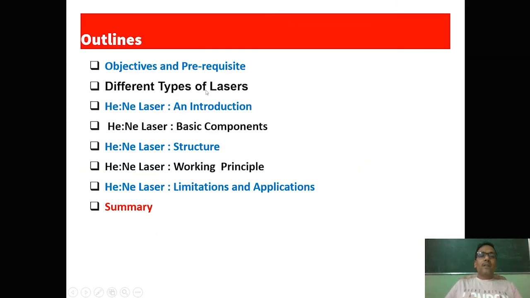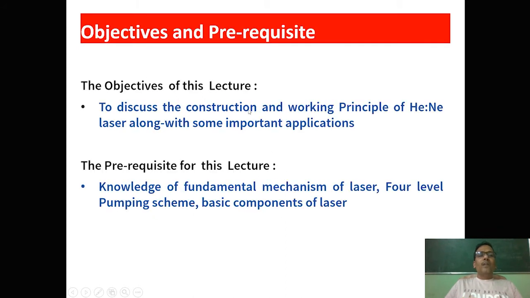Outlines of the lecture: the objectives and prerequisites, different types of lasers, the helium neon laser and an introduction, then the basic components of the helium neon laser, the detailed structure, the working principle using a 4-level system, its limitations and applications, and finally the summary. The objective of this lecture is to discuss the construction and working principle of the helium neon laser along with some important applications. The prerequisites are the same as previous lectures.